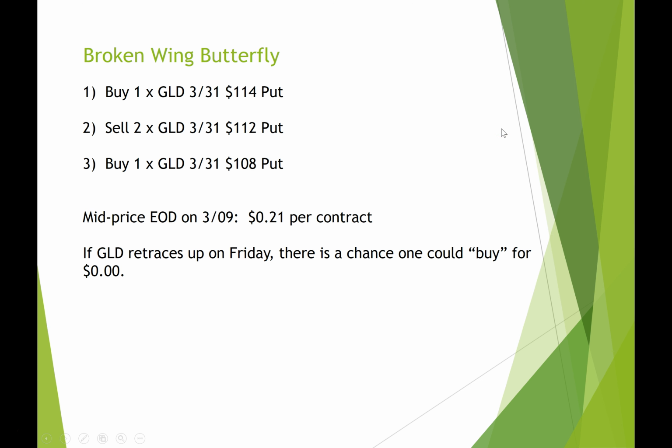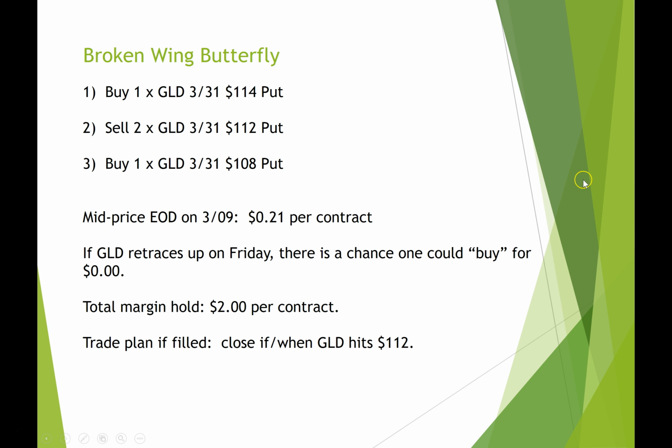The mid-price end of day on the 9th, so your Thursday, is 21 cents per contract. However, if GLD does retrace up on Friday, which I think it may do, there's a chance that you could potentially buy this for $0. The total margin hold, if you are able to buy this for $0, is $2 per contract.